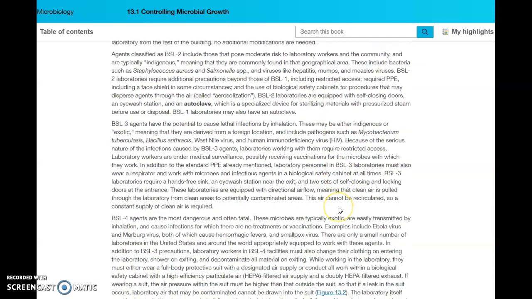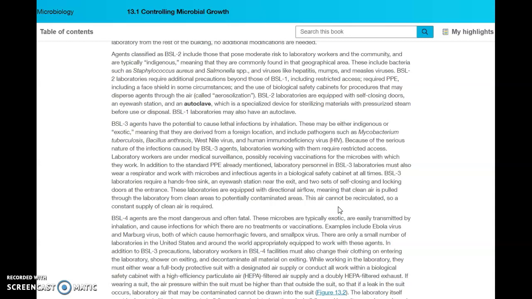When we get up to BSL 2, then these pose a moderate risk. So these can be infectious. They can cause disease in normal, healthy adults. Things like Staph aureus, Salmonella, Shigella, different viruses like measles or mumps. BSL 2 laboratories have biological safety cabinets. They promote the use of an autoclave. There has to be an eye wash station, self-closing doors.